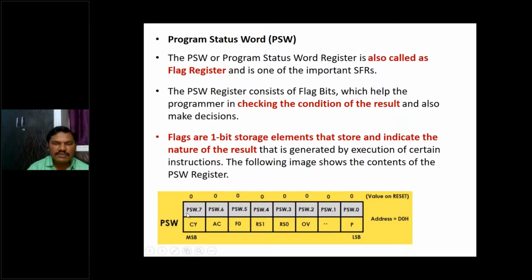It is a bit addressable location. That's why it is written as PSW.0 to PSW.7. So here P stands for parity bit, OV stands for overflow in the case of signed operations, CY stands for carry, AC stands for auxiliary carry, F0 stands for user flag, and RS1 and RS0 are used to select the register banks. This is called the program status word register.